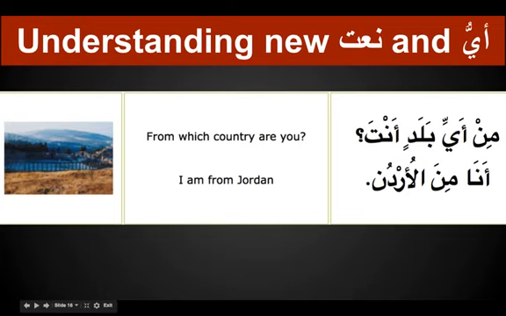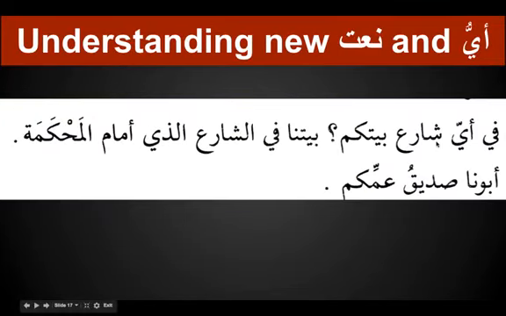Min ayyi baladin anta. So from which country? Ayyi, see, which country, come together. From which country are you? Ana min al urdun. I am from Jordan. Min al urduni. It has to be, because harf jar ism majrur will always have kasra. I am from Jordan.